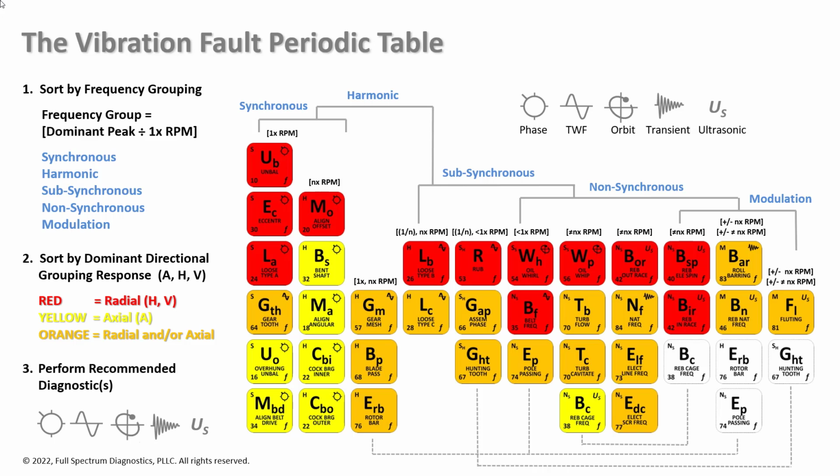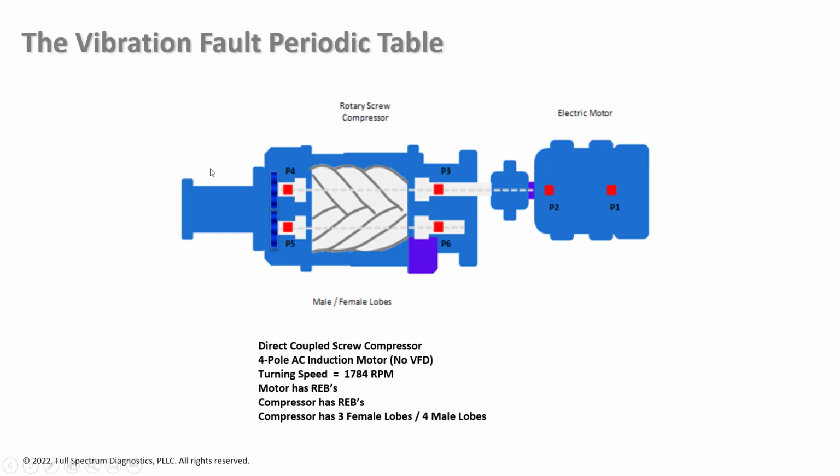Okay, so let's get started here. We're going to take a look at our machine. It's a rotary screw compressor. It's driven by an electric motor. It's a 4-pole AC induction motor without a variable frequency drive. The turning speed is 1784. The motor has rolling element bearings. The compressor has rolling element bearings. And the ratio is 3:4 for the lobes in the blower.